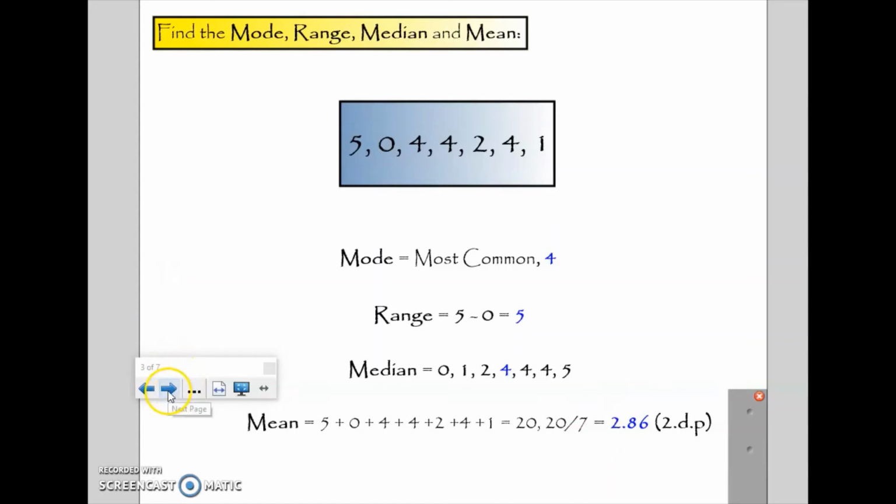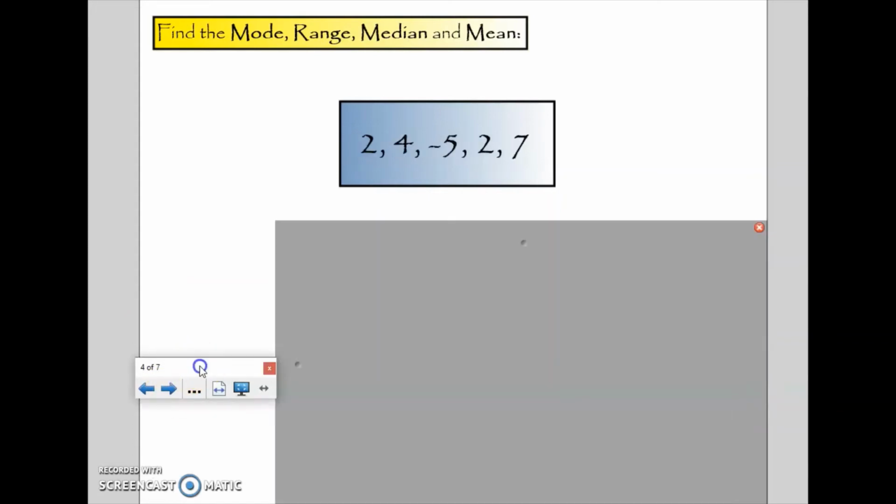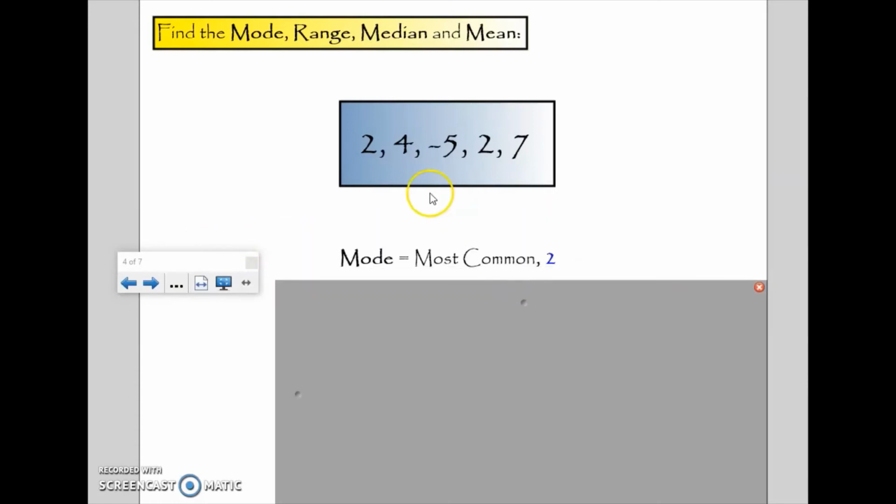Okay, let's have a look at another example. So this time the data set's a bit smaller again, but I have put a negative number in there. That might cause 1 or 2 little problems. For the mode, we want the most common, the most frequent, the number that appears the most, and that of course is the number 2. We've got 2 2s and we've just got 1 of everything else.